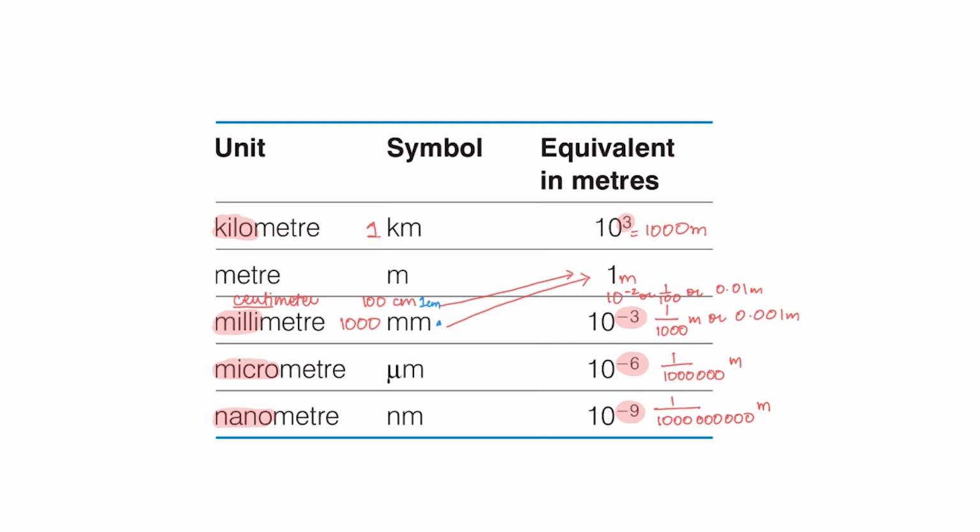Similarly, 1 millimeter is going to be 10 to the power minus 3 of a meter. Micrometer is 10 to the power minus 6 of a meter, and nanometer is 10 to the power minus 9 of a meter. The most commonly dealt with unit when you're measuring lengths in biology, of cells to be precise, is the micrometer. You will be dealing with a lot of micrometers in that question.